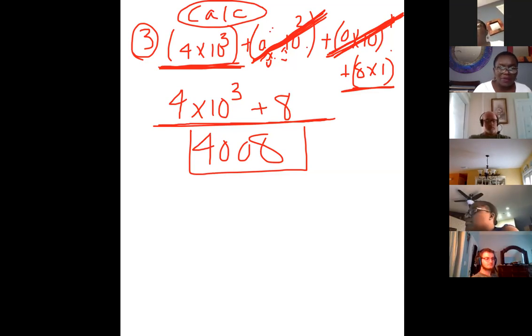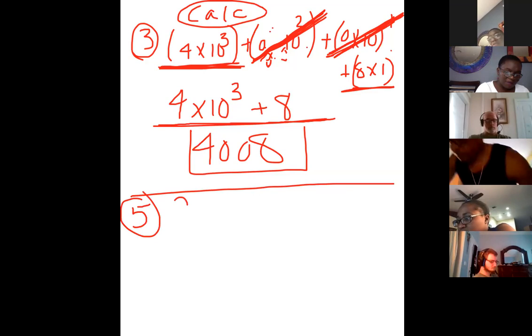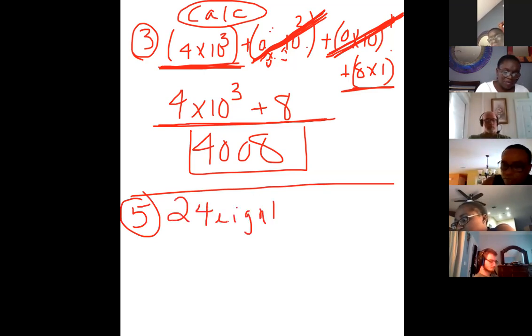All right, so now I'm going to move on to the next one, guys. Here comes the next one. These are the questions that so many of you had. Number 5, we have to convert 24 base 8 to base 10. Base 8 to base 10.